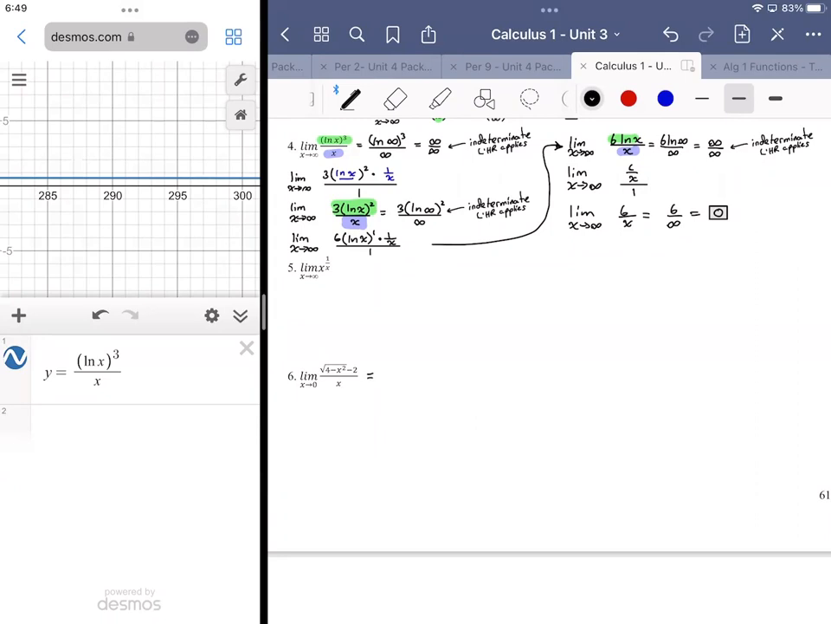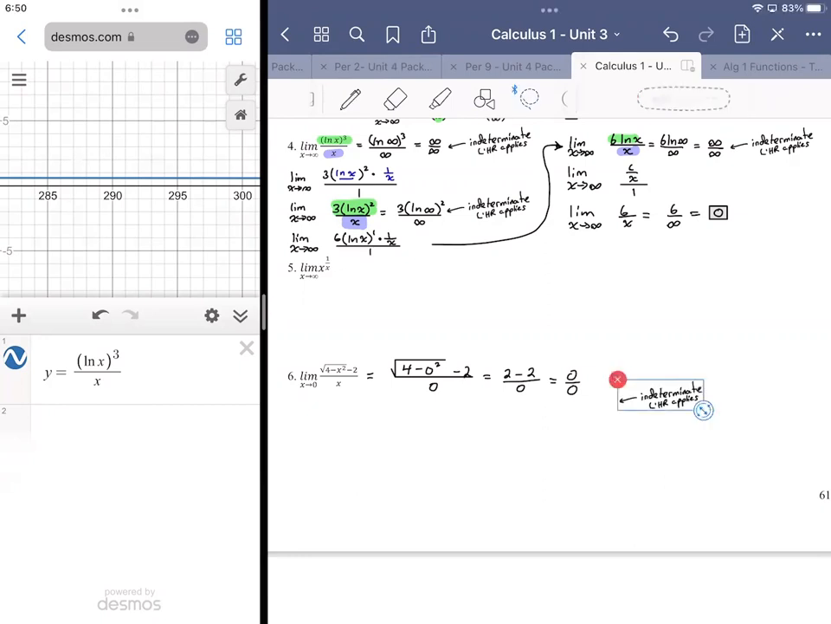if I apply the limit, I'm looking at the square root of 4 minus 0 squared, minus 2, over 0. The square root of 4 is 2, principal square root. 2 minus 2 is 0 over 0. That's indeterminate form. L'Hopital's rule applies. All right.